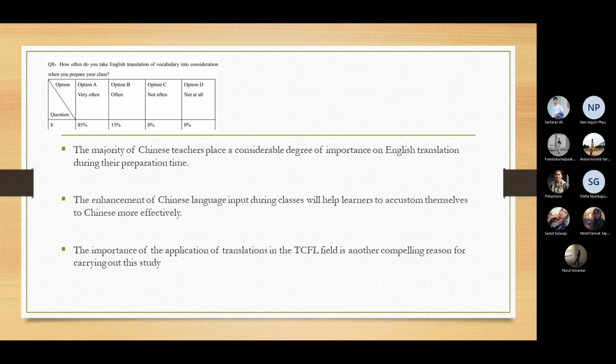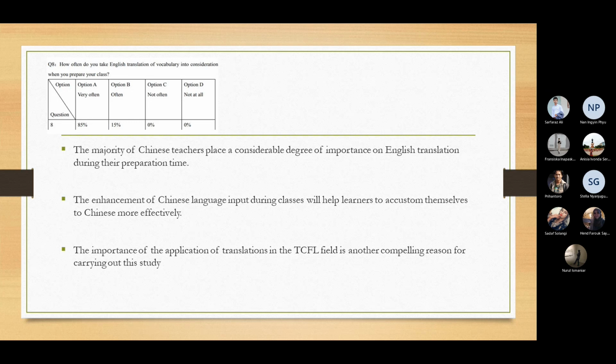So, moving to the question, the question was asked: how often do you take the English translation vocabulary into consideration when you prepare your classes? So this is also one of the most important questions, and it was observed that the majority of the Chinese teachers place a considerable degree of importance on English translation during their preparation time. So English was preferred even in instructions, even in preparation, maybe in the majority of the aspects.